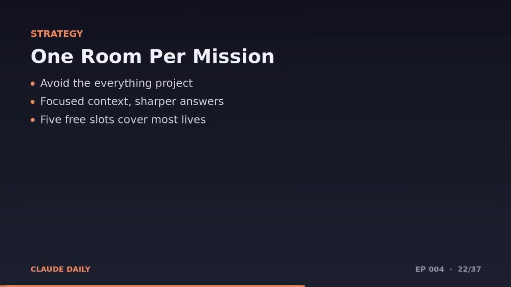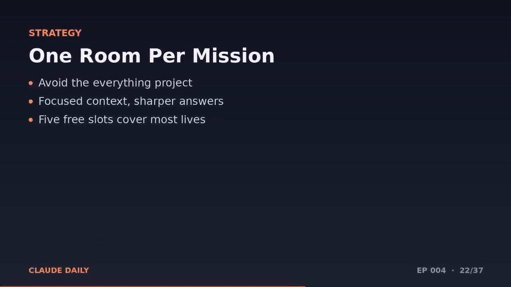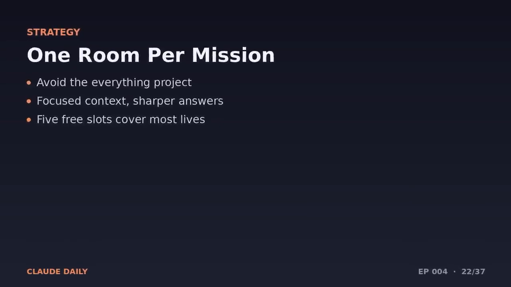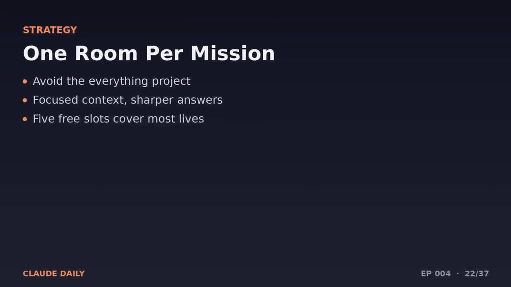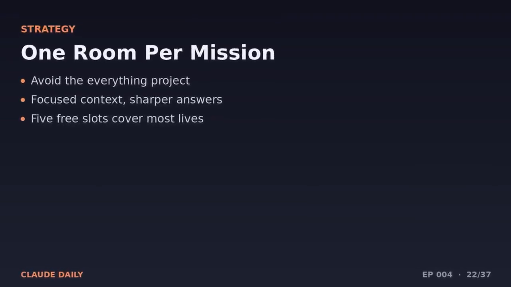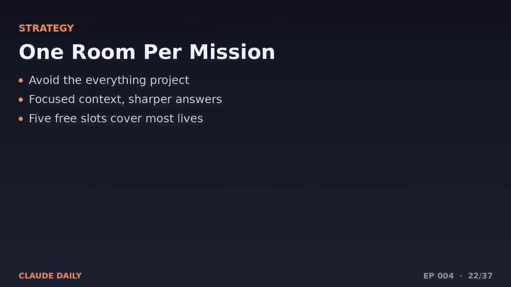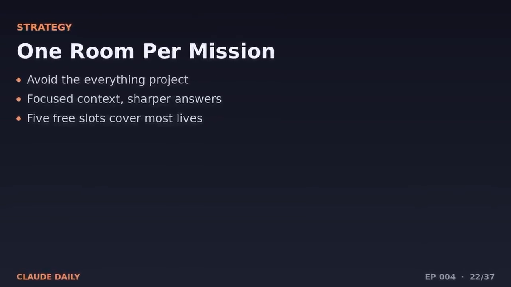Strategy time. Do not build one giant project for your whole life. Build one room per ongoing area: one for your side business, one for health and fitness, one for the kitchen renovation. Focused rooms give sharper answers because nothing irrelevant is competing for attention.